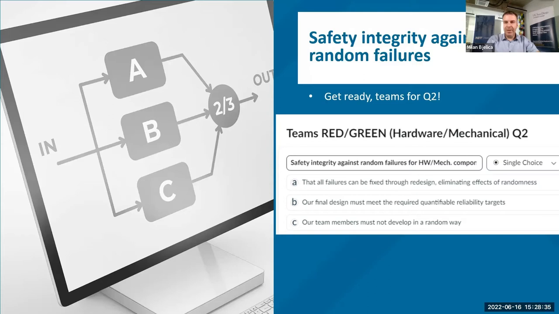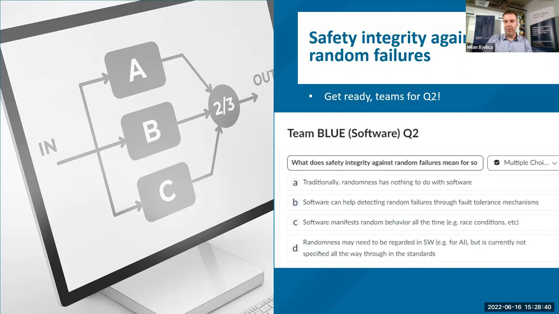Now let's see the software people. So the blue team, question two for the blue team. This is a multiple choice, so you can select more than one here.